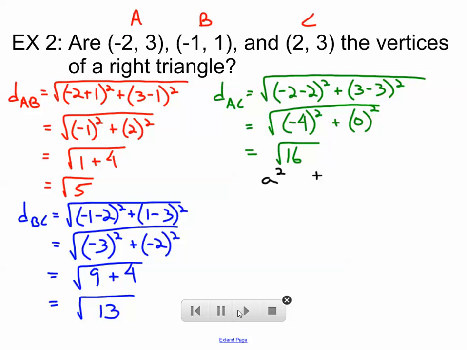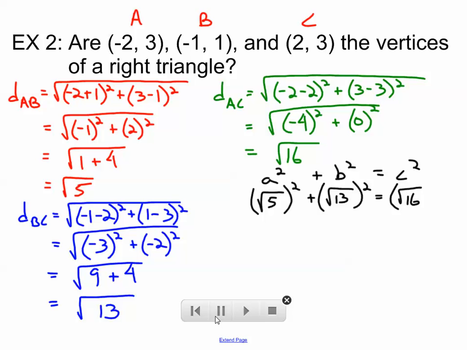Now, if these are the side lengths of a right triangle, then they should fit in the Pythagorean theorem. So the shortest side squared plus the next shortest side squared should equal the third side squared. So square root of 5 times the square root of 5 is 5. Square root of 13 times the square root of 13 is 13. The square root of 16 times the square root of 16 is 16, just like 4 times 4 is 16. There's really no need to change these out of square roots if you're just going to square them anyway.